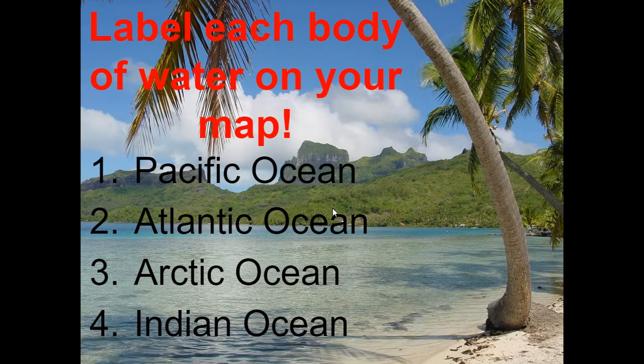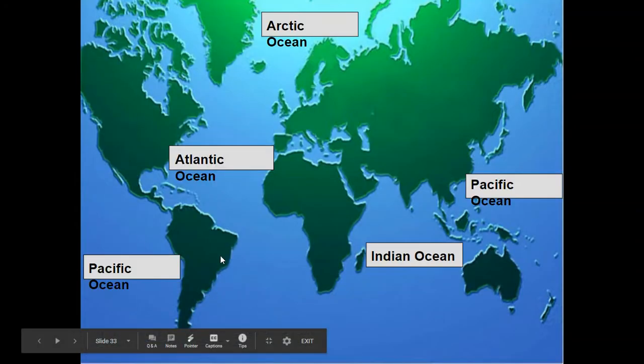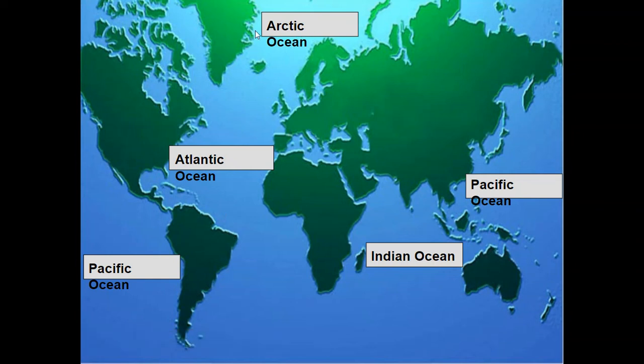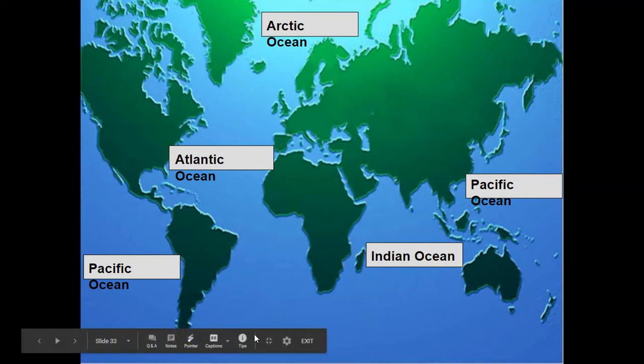Okay. And then we're going to talk about bodies of water. So we have the Pacific Ocean, the Atlantic Ocean, the Arctic Ocean, and the Indian Ocean. So the Arctic Ocean is at the North Pole. The Atlantic Ocean separates North America and South America from Africa and Europe. And then we have the Pacific Ocean, the Indian Ocean, and some people call the ocean around Antarctica the Southern Ocean.